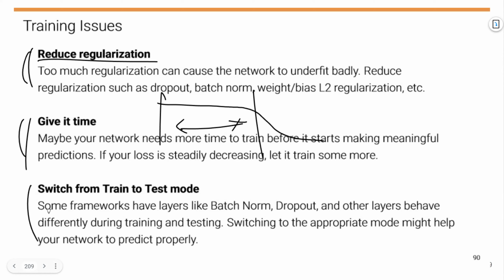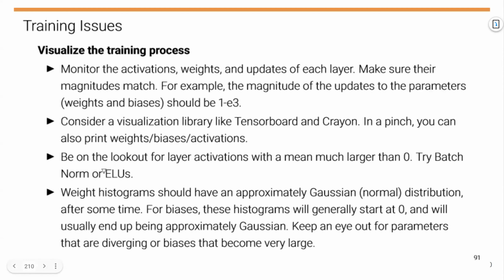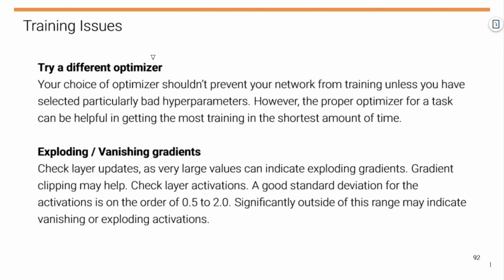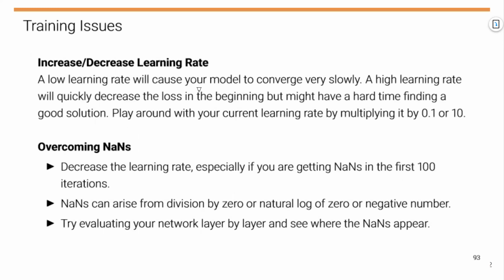I mentioned this before. And I talked about it. Visualize as many things as possible. Then you can easily notice if something went wrong. Okay, I already mentioned these. And you also need to change your hyperparameters, such as learning rate.